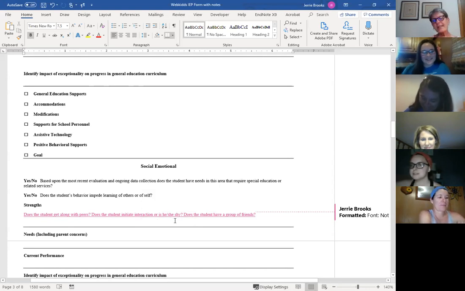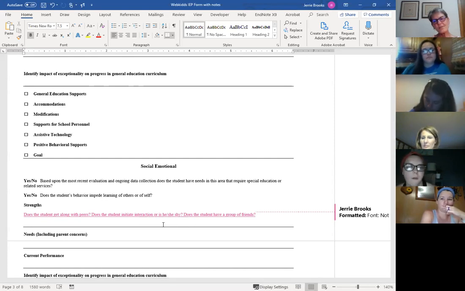Okay, so think about your kiddo. Are they shy? You know, are they not accepted? Because there's a difference between being shy and being not accepted.